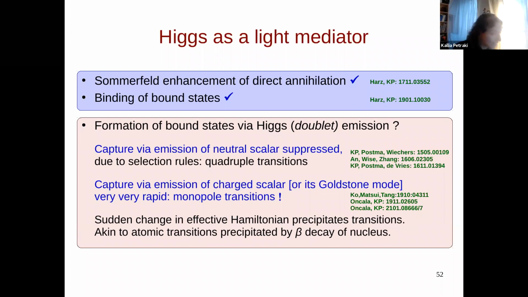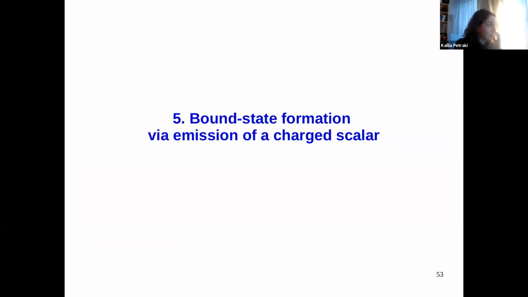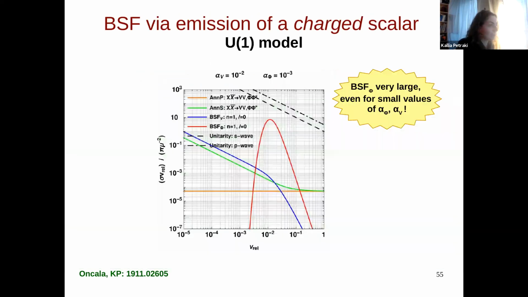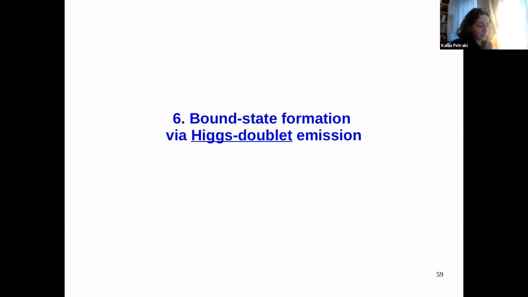The reason it is interesting here is that there is a charged scalar in nature that we know about, and this is the Higgs doublet. So we can examine this effect within a single model first, a U(1) model with a charged scalar mediator, but because I don't have that much time, let me jump directly into the Higgs itself.